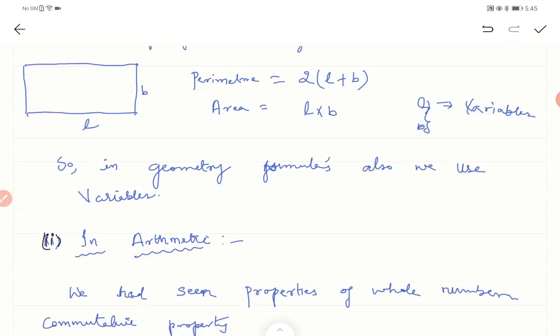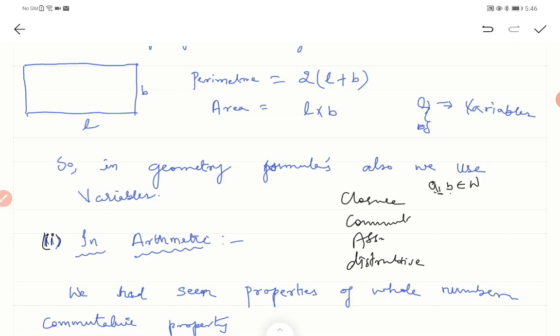Do you remember we have seen the properties of whole numbers? What were the properties? Closure property, commutative property, associative property, then distributive property. All these properties used variables. For the closure property, I used a and b as whole numbers. So a and b are variables which can hold any kind of whole number.